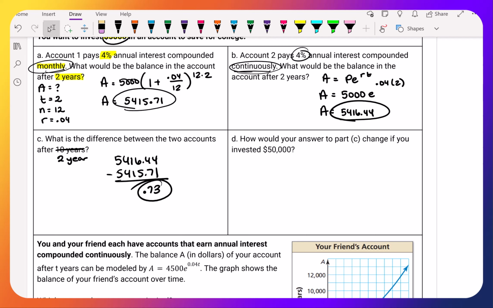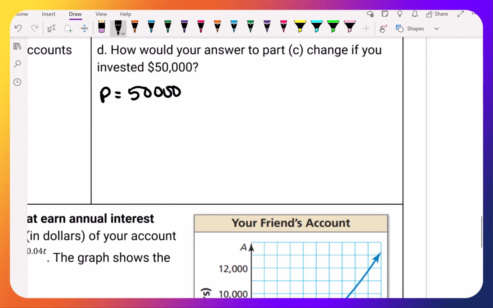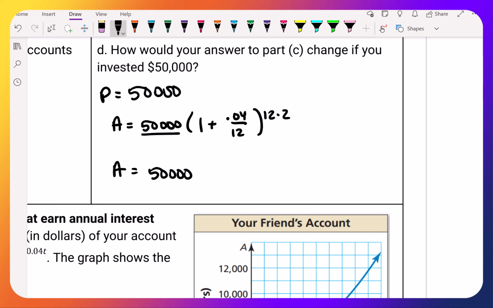Now this one says, how would your answer to part C change if you invested $50,000? Well, you would do exactly the same thing, except instead of using P equals 5,000, you're going to use 50,000. Here's how your equations are going to look different. Okay, so that is the part that's different. And then the compounded continuously. And if you type them in your calculator, this is what you get.